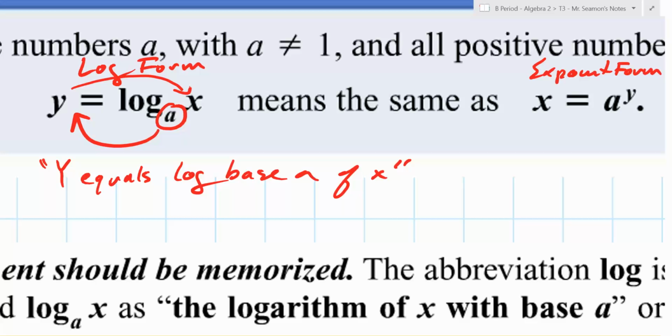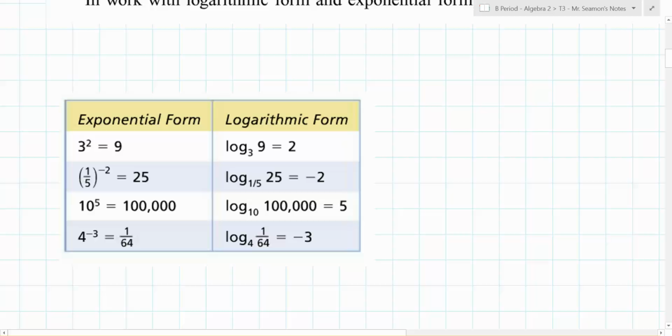Why do we use them? It seems like it's pointless. We're just rearranging a bunch of stuff. Anybody know why we use logarithms? These two things: 3 squared equals 9 is the same thing as log base 3 of 9 equals 2. Because 3 squared is what? 9. Remember that circle I showed you? The base to what it equals 9.